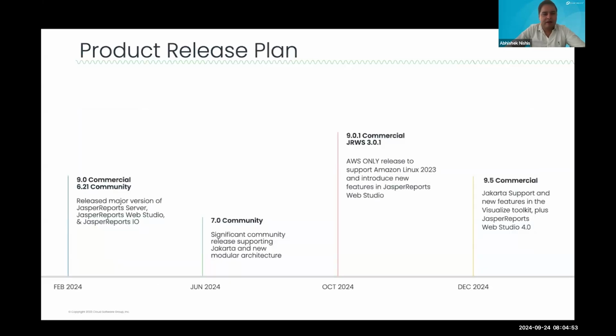So this has been the release calendar. I'm not going back to the 8.0 and the 7.0s. I'm starting with 9.0, which was released in the beginning of this year. And we also released our community version at the same time. Then in June of this year, we released the 7.0 community. This was a very important release for the community because it has the Jakarta support for the library, and we'll talk more about it. In the next couple of weeks, we are planning to release 9.0.1 commercial and JRWS 3.0.1, and I'll talk about what they contain. And last is 9.5 commercial, which is planned for the end of the year. And I'll also answer the question of why we are doing another major release within a 12-month time span.